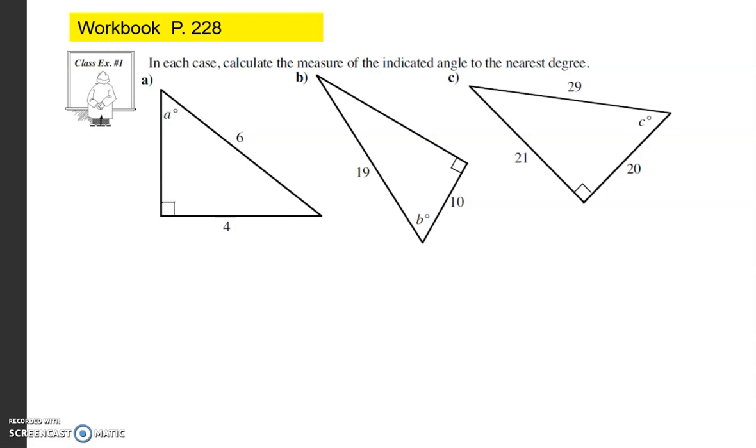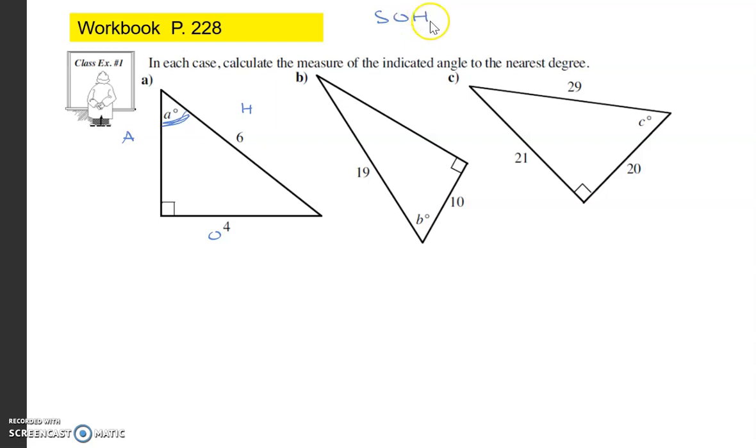Example 1 on page 228. So we are given three triangles here. The first thing we're going to do is label our triangle according to our angle. This time the angle is unknown, but still we're going to address it as our angle. According to this angle, this is hypotenuse, adjacent, and opposite.